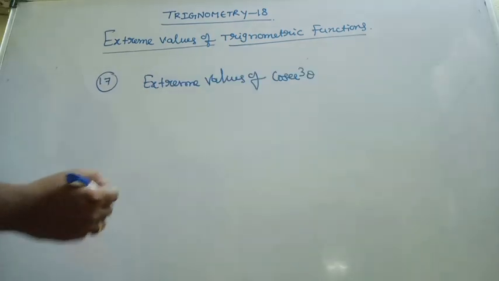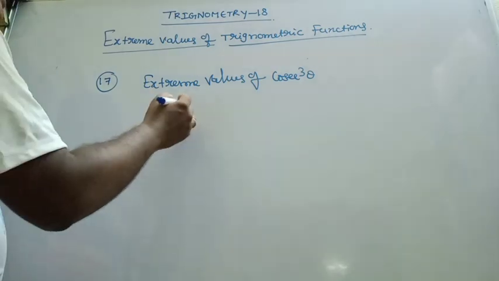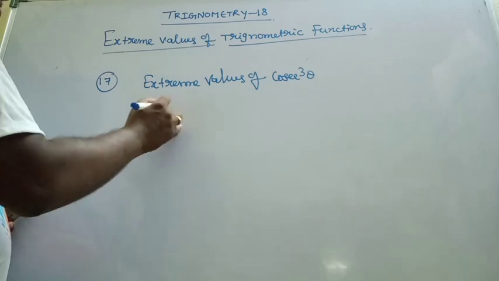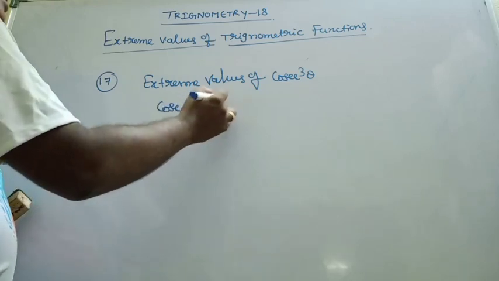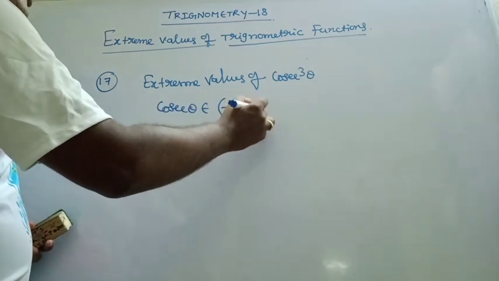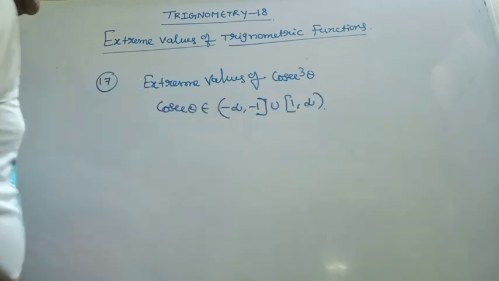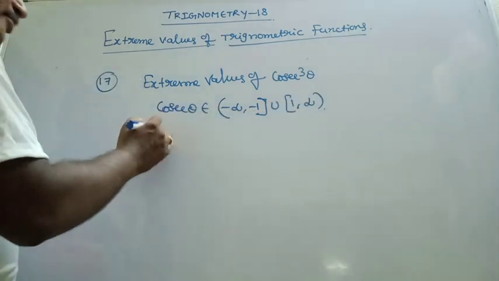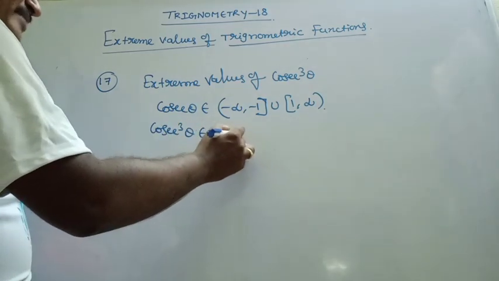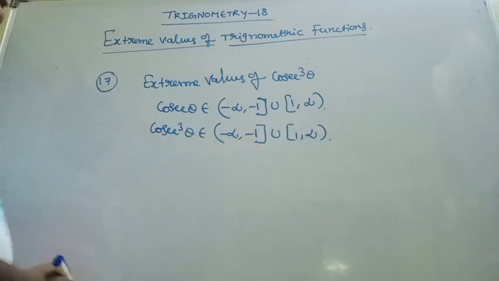Now we have the extreme values of cosecant cube theta. You know that cosecant theta belongs to the open interval -infinity to -1 union 1 to +infinity. That means when we do cubing also, cosecant cube theta will belong to the same -infinity to -1 union 1 to infinity.